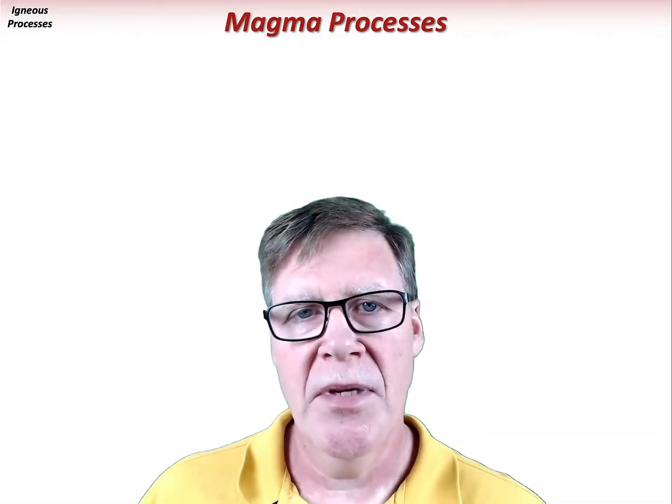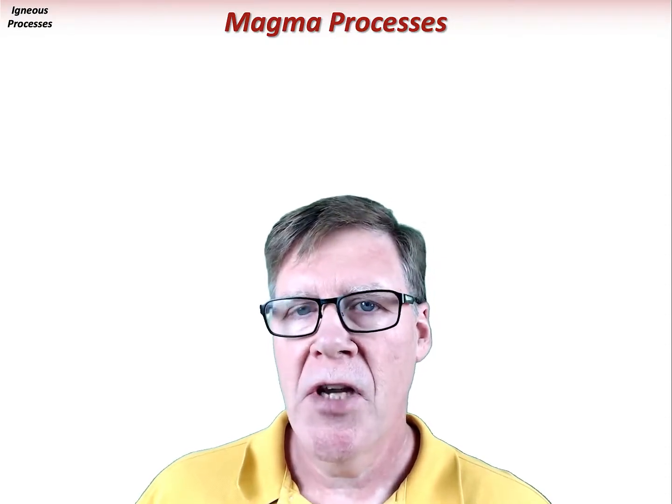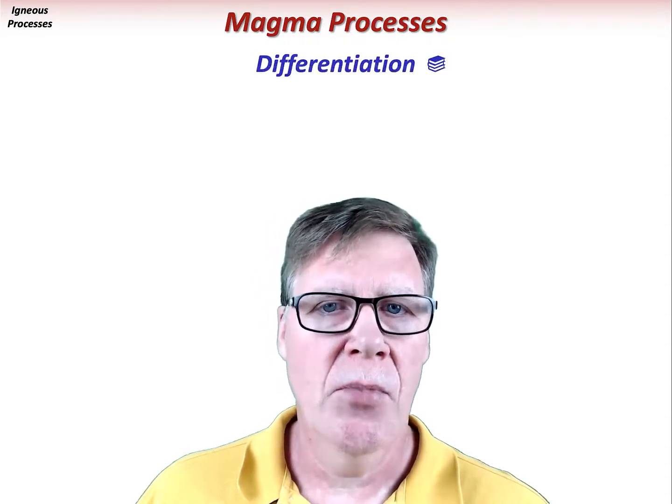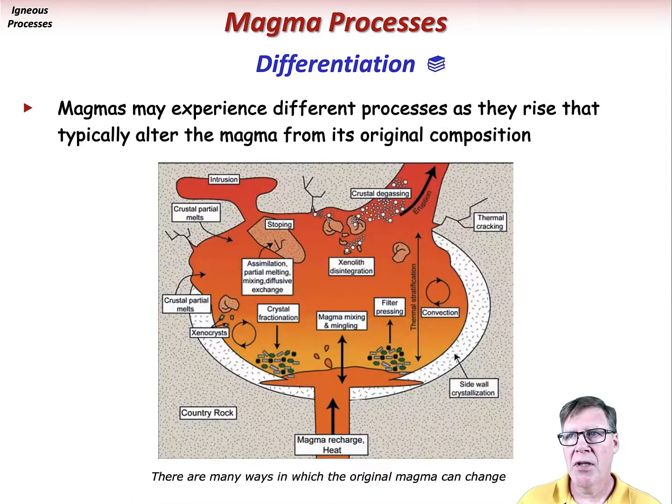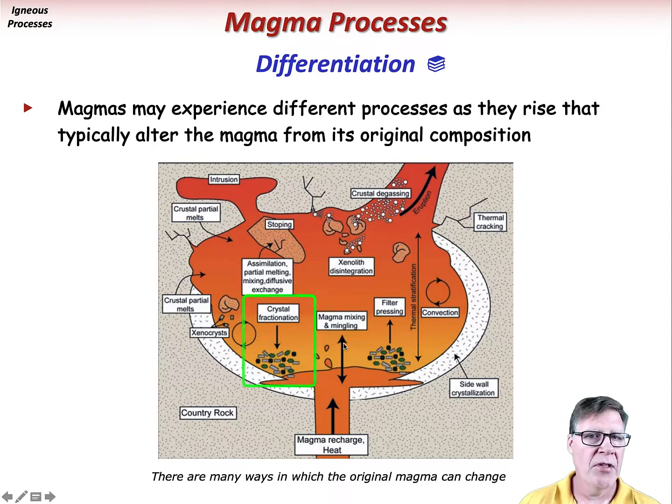Once a magma forms and begins to rise, it may experience change due to one or more differentiation processes. These typically alter the magma from its original composition. It's relatively rare for a magma to erupt at the Earth's surface with the same composition as the one it started as. There are many ways in which a magma can experience differentiation. The magma itself can cool and crystals can start to form. This crystal fractionation removes some of the early formed, more dense crystals, and they start to fall out towards the bottom of the magma chamber, leaving a slightly less dense magma behind.